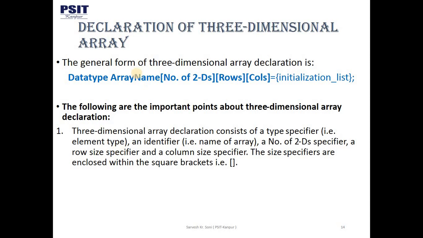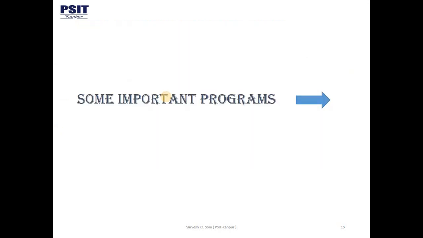The following are some important points about the three-dimensional array in C language. A three-dimensional array declaration consists of a type specifier, the number of 2Ds, or you can say the number of planes, a row specifier, and a column specifier inside square brackets. So this is the basic idea of how to declare and how to access a two-dimensional or three-dimensional array. Now I'm going to move forward to some important points based on the two-dimensional array.